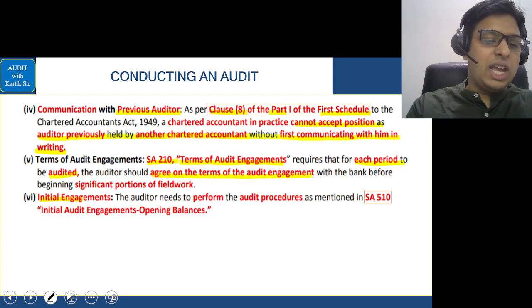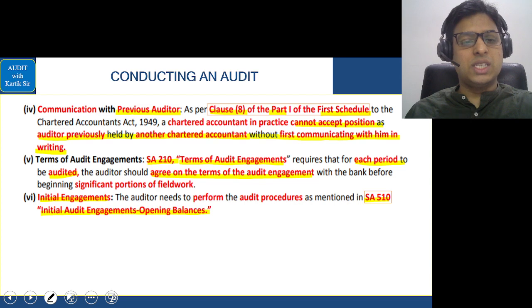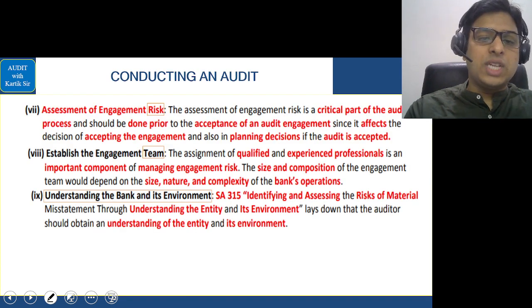Next is initial engagements. The auditor needs to perform the audit procedures as mentioned in SA 510. Initial audit engagements, opening balances. The auditor should do the opening balance checking. Next, the auditor should check the risk.